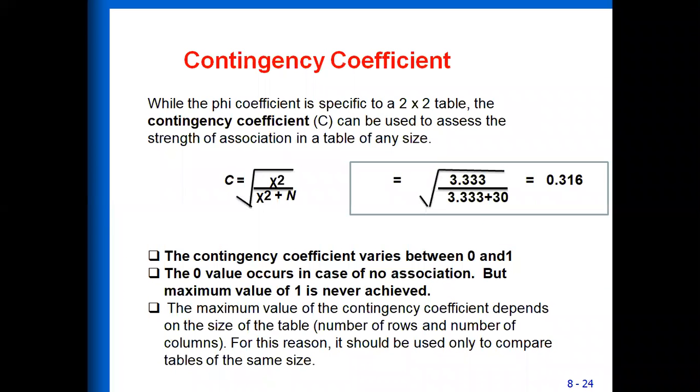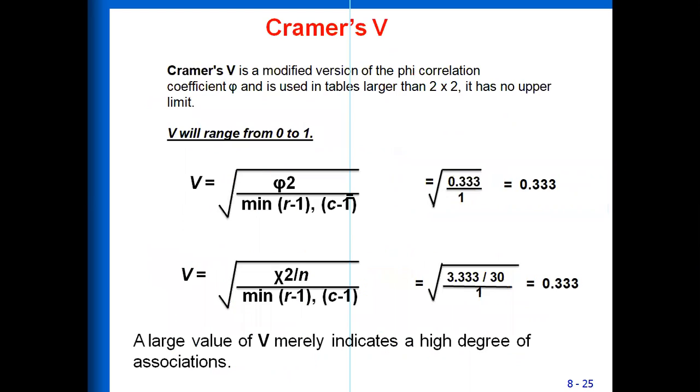Contingency coefficient can be used in a 2 by 2 table, and it is also used to assess the strength of association. Its formula is the square root of chi-square divided by chi-square plus n. N is the total number of values. Again, it varies between 0 and 1. A value near 0 shows low association, and a value near 1 shows high association. 0 is no association, 1 is perfect association.